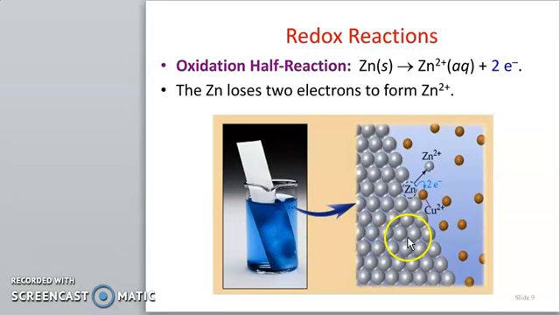Oxidation takes place means it loses two electrons. Here is the zinc atom from this strip of solid, and when it loses its two electrons, it gets oxidized. Here is the term oxidized. It gets a 2 plus charge through the loss of two electrons. This reaction happens with this copper solution, this blue colored copper solution.